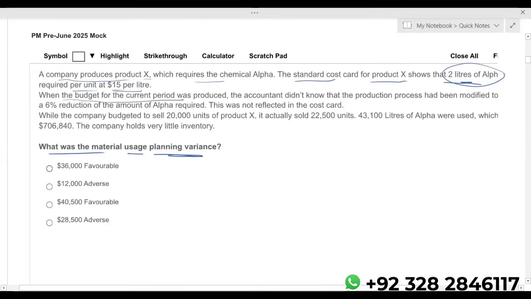When the budget for the current period was produced, the accountant did not know that the production process had been modified to a 6% reduction of the amount of alpha required. This was not reflected in the cost card. While the company budgeted to sell 20,000 units of product X, it actually sold 22,000 units. 43,100 liters of alpha were used. The company holds very little inventory. We need to calculate material usage planning variance.